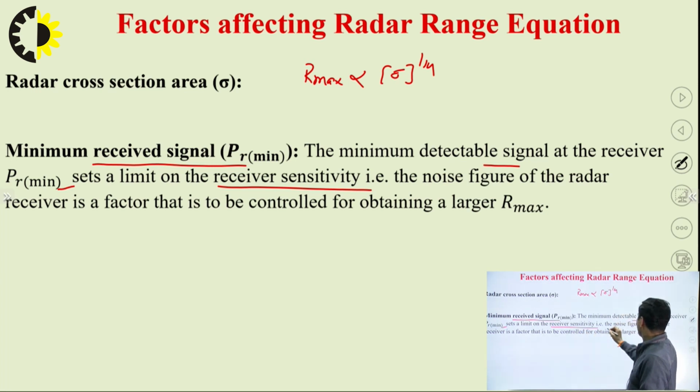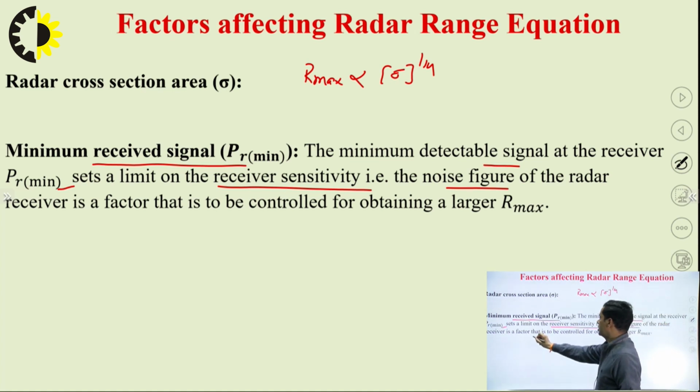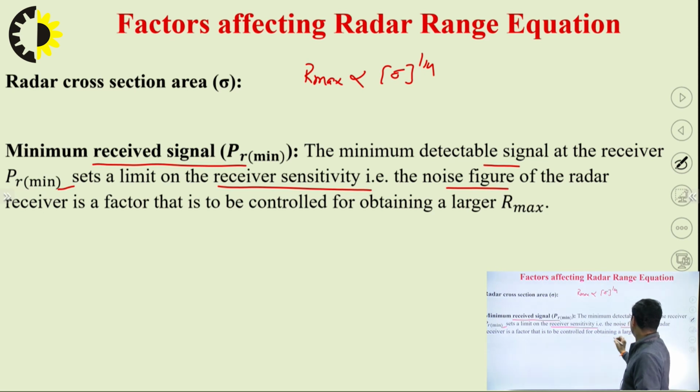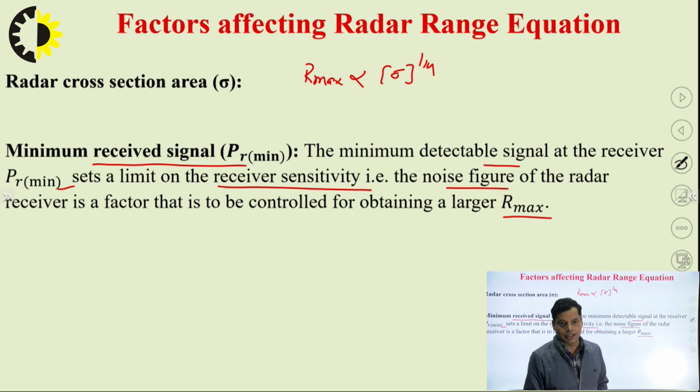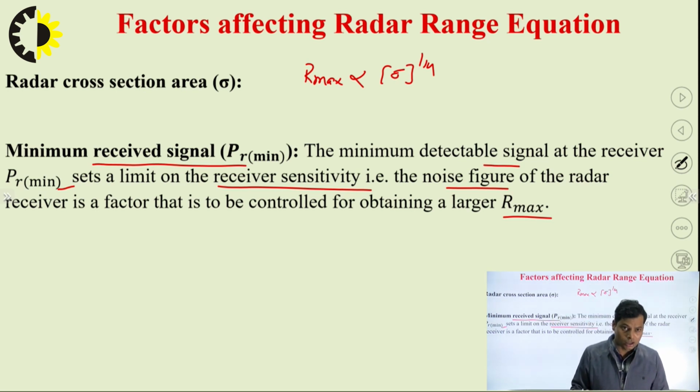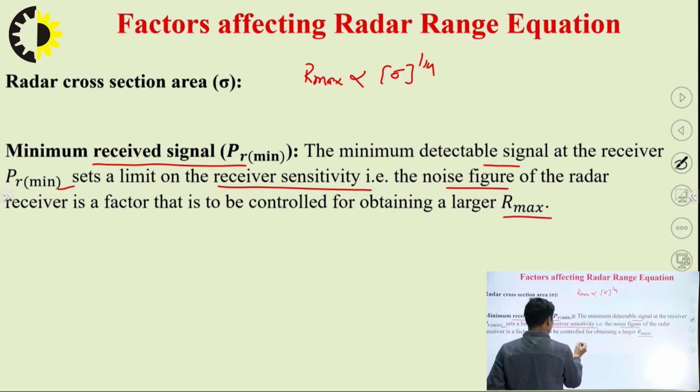That means the noise figure of the receiver is a factor that is to be controlled for obtaining this R max, because from this point of view we are considering the value of this minimum noise power also. So for that we are considering the noise figure, and for that we are drawing two figures.